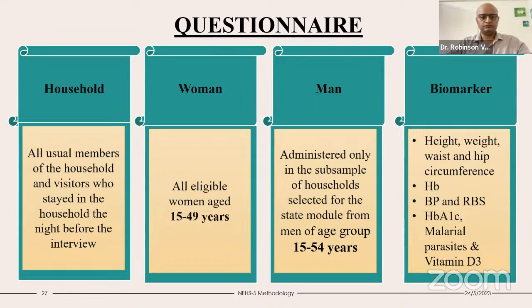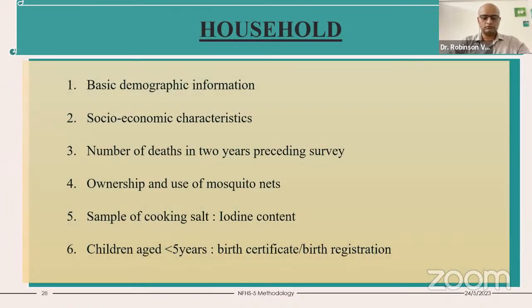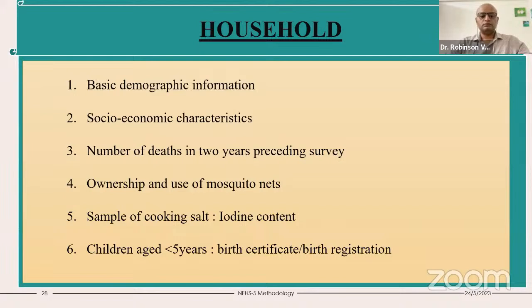In the women's questionnaire, we interviewed all eligible women. In the men's questionnaire, we interviewed men of age group 15 to 54 years registered only in the subsample. Biomarkers included waist and hip circumference, hemoglobin, BP, additional blood tests, malaria parasite, and vitamin.